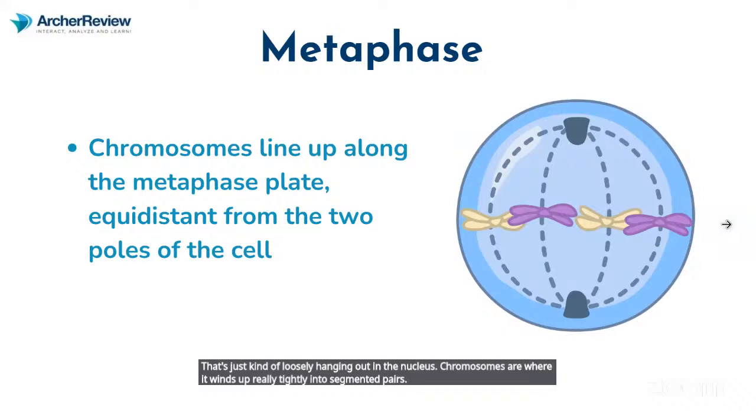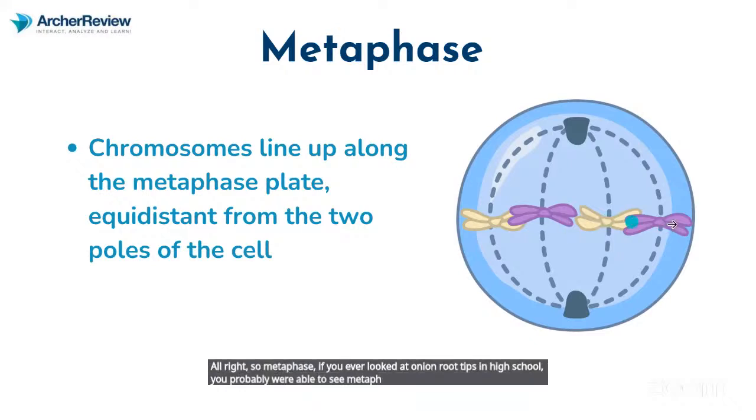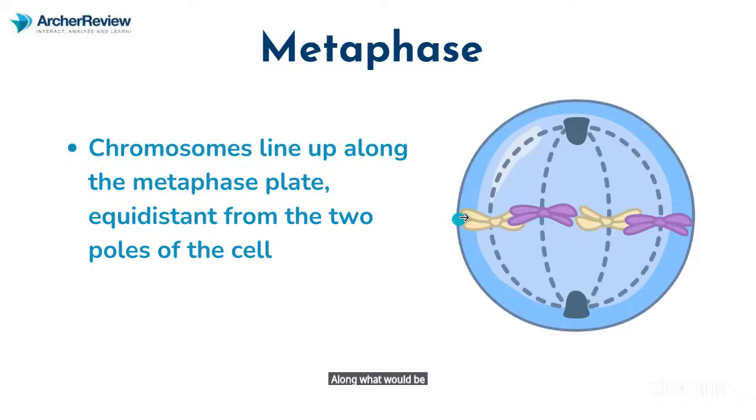All right, so metaphase. If you ever looked at onion root tips in high school, you probably were able to see metaphase. This is where the chromosomes would line up almost in a perfectly straight line along what would be the equator of the cell, the center of the cell. And that's why they say equidistance, because it's like the equator or the center of the cell.